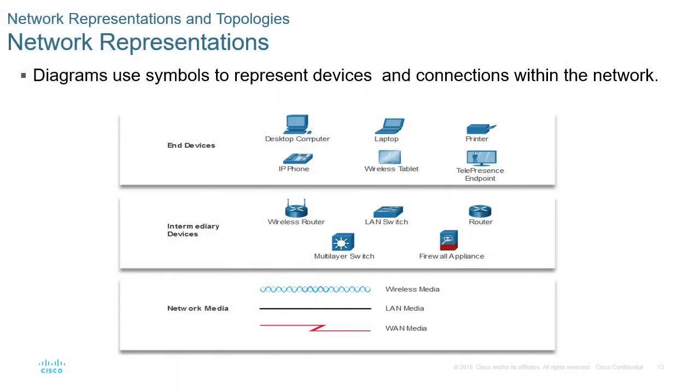So from the network components, we go to the network representations, where we have diagrams with symbols used to provide an easier way of understanding how devices are connected. Illustrated there, we have a couple of devices, intermediary devices, and different types of media being represented by symbols. Over the course, you'll come across some of those symbols, especially in Packet Tracer. You definitely have to become familiar with those symbols.